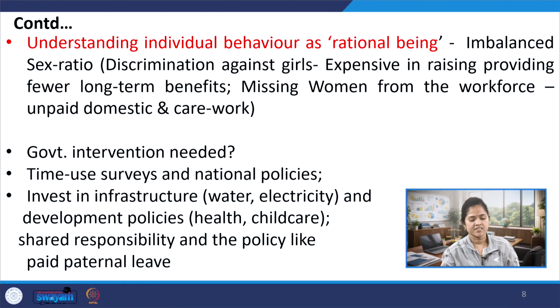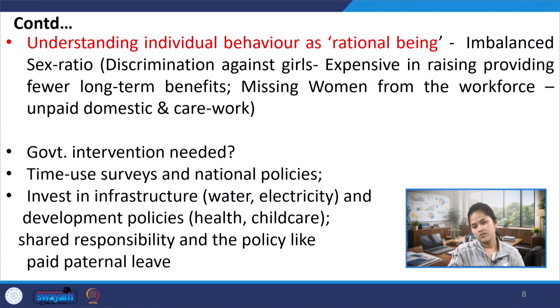And as a result, in order to deal with the two issues that I discussed: discrimination against girls in terms of the falling sex ratio, where the number of girls per thousand is really low in comparison to boys. And the second issue that I discussed, how individuals take actions and behave rationally, and that is the reason we are finding another problem of missing women from our workforce. So in both cases we feel that government intervention is needed. As a result, the government must interfere in order to have a solution.